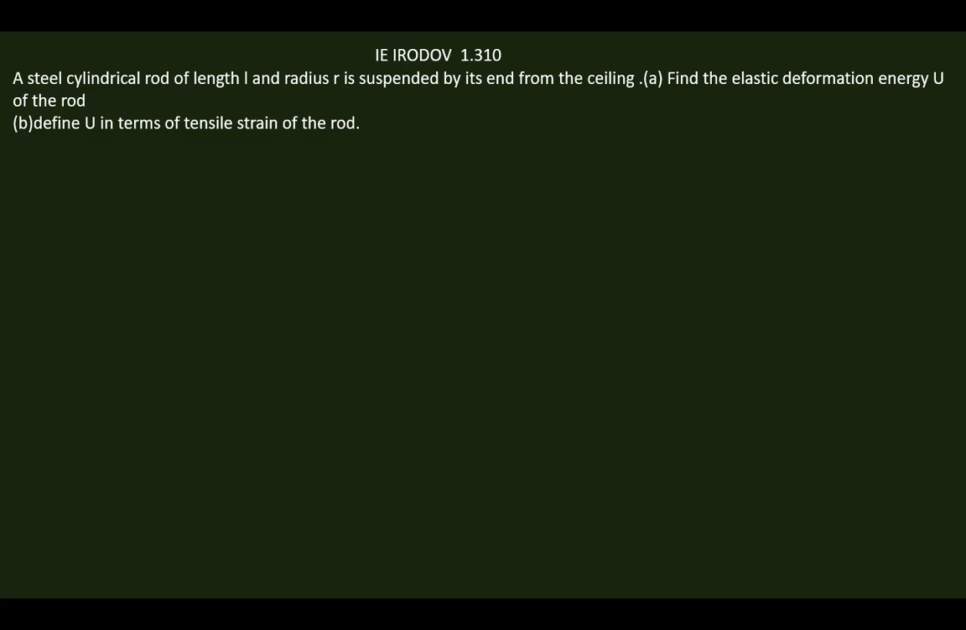A steel cylindrical rod of length L, radius R is suspended by its end from the ceiling. Find the elastic deformation energy of the rod. And in the second part, express U in terms of the tensile strain of the rod.